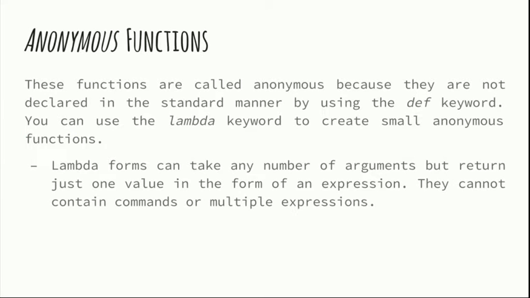Anonymous functions. These functions are called anonymous because they are not declared in the standard manner by using the def keyword. You can use the lambda keyword to create small anonymous functions. Lambda forms can take any number of arguments but return just one value in the form of an expression. They cannot contain commands or multiple expressions.